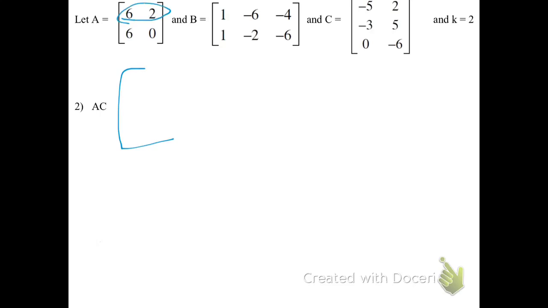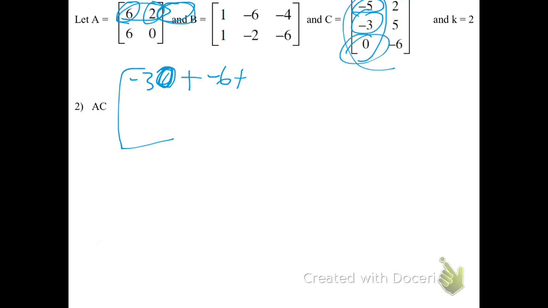So we got each row times each column. So you gotta do 6 times negative 5, which is negative 30. 2 times negative 3. Hold on, that should be 30. That's a 0. Plus 2 times negative 3, which is negative 6. And then, wait a second. We don't have a third thing here, but there's a third thing here.